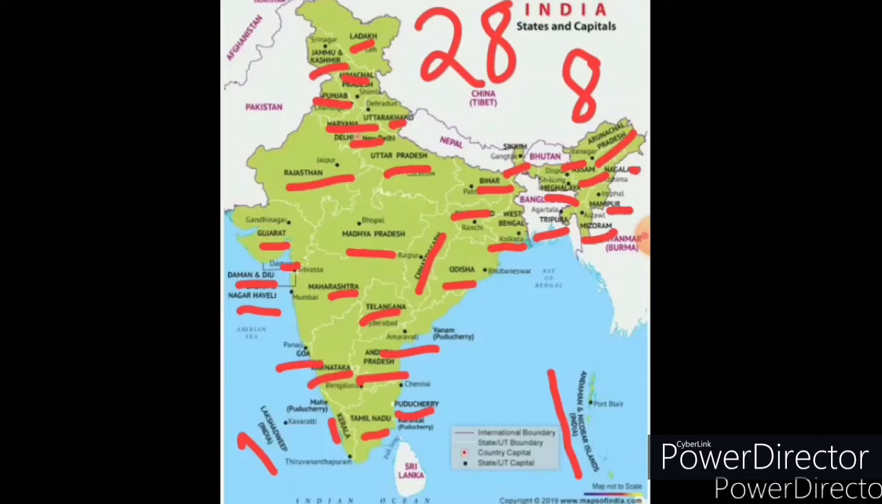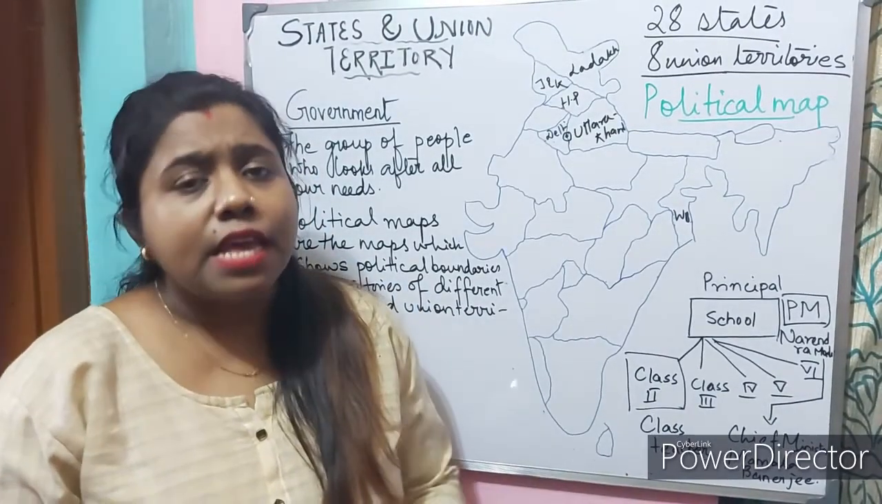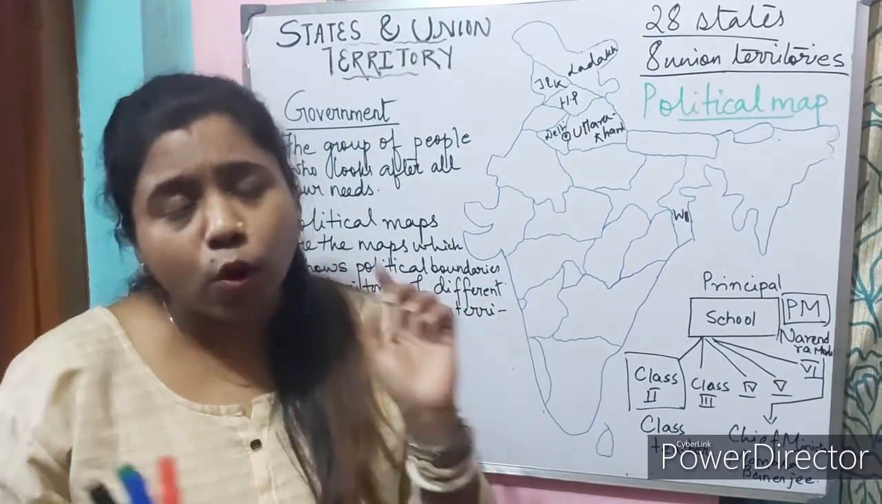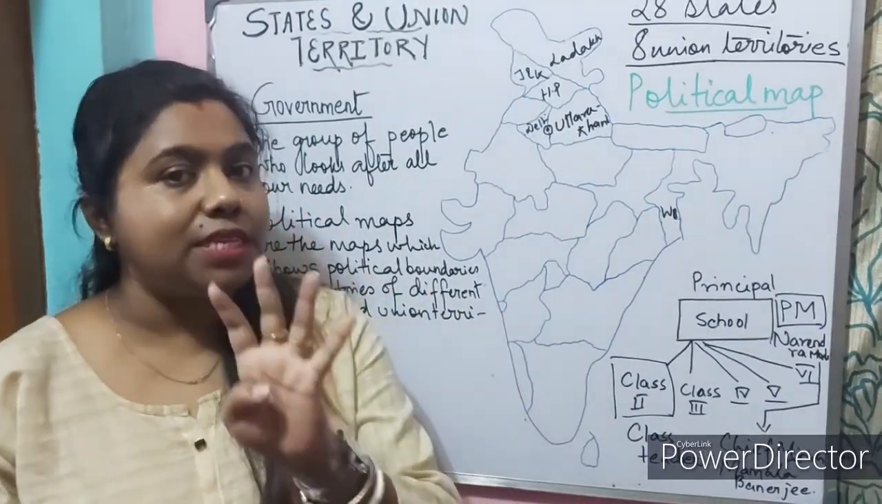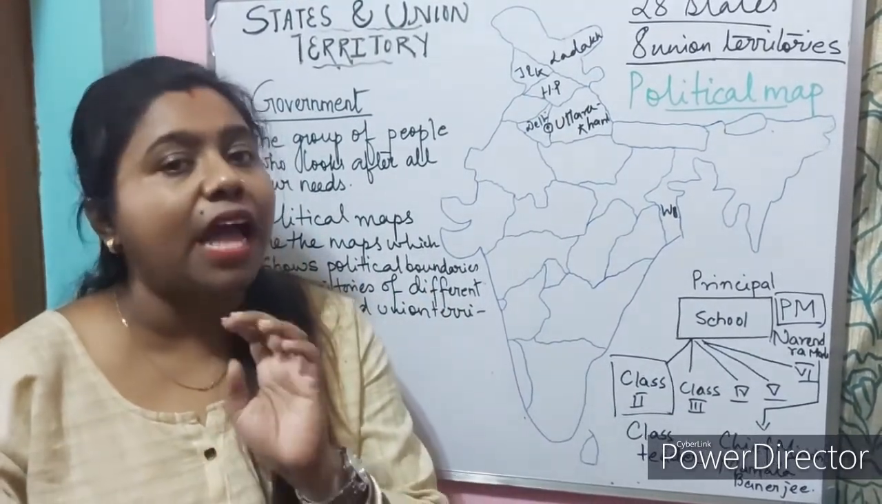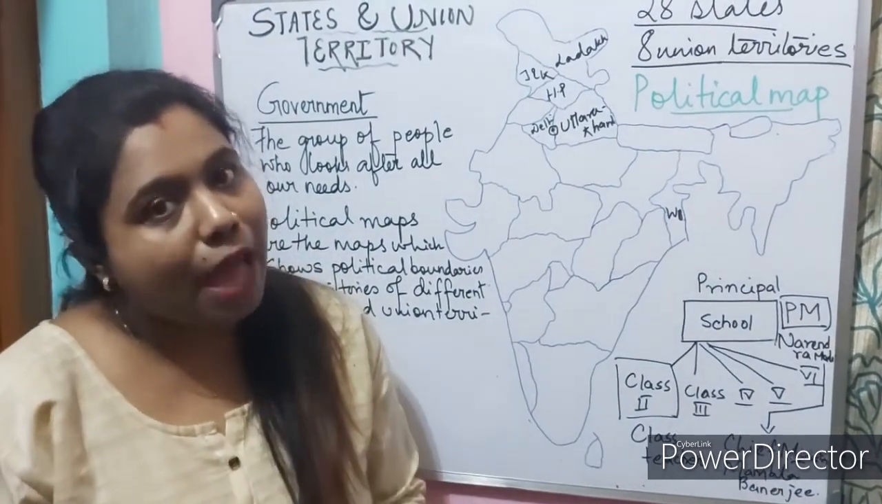So here we can easily identify the 28 states along with their union territories. So all of you understood the states, and I hope all of you will remember the 28 states, their capitals and union territories along with their capitals, right?